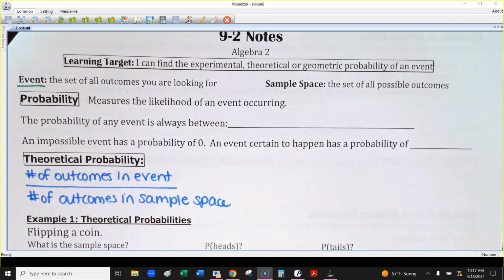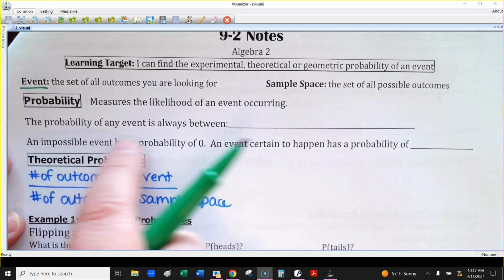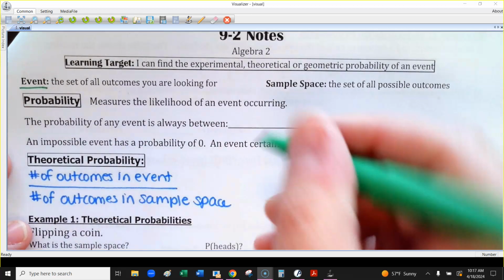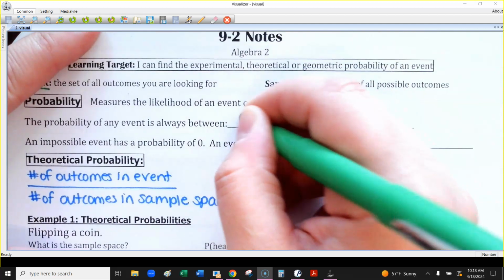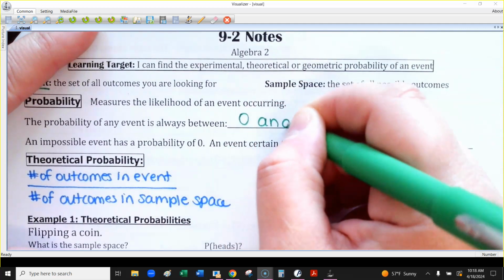So like, if I flipped a coin, that would be the event. The sample space would be heads or tails, so like the possible things that could happen. Okay, now probability, just in general, measures the likelihood that an event will occur. Okay, probability of any event is always between 0 and 1.